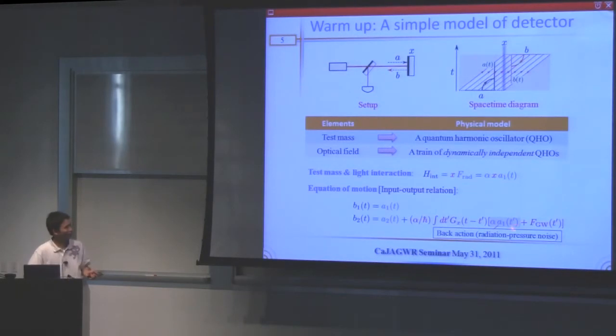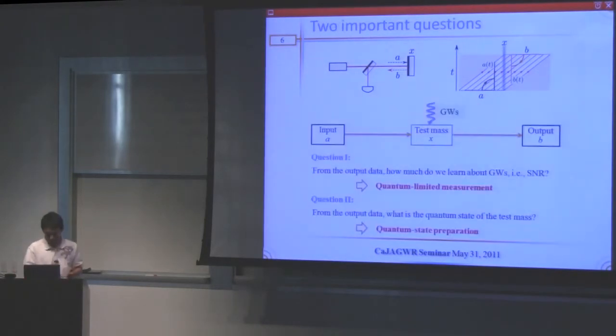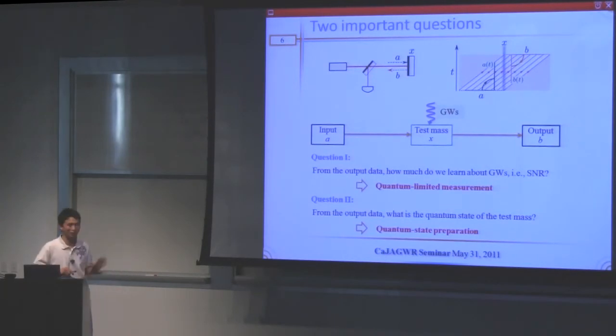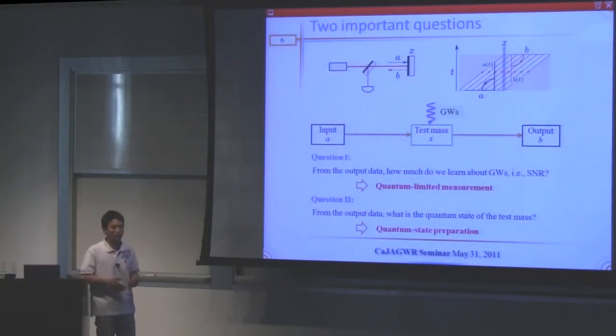Also, you have a gravitational wave force, but it's kind of weird here because the reference point should be here, such that you have the tidal force, but you know what I mean. For this simple scheme, you basically have two questions. The first question is: from this output data, how much do we learn about the gravitational wave, and what is the signal-to-noise ratio? This gives you the subject called quantum limited measurement. The second question is: from the output data, what is the quantum state of the test mass? That leads to quantum state preparation.